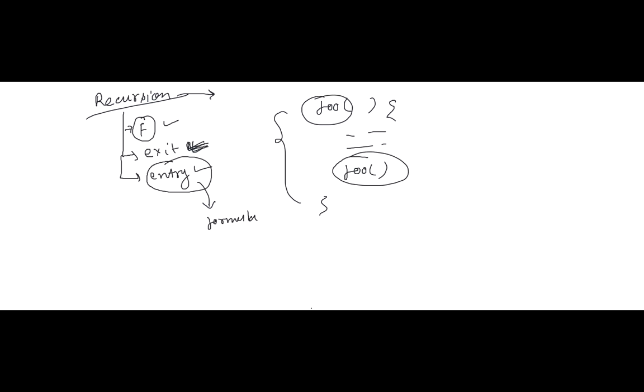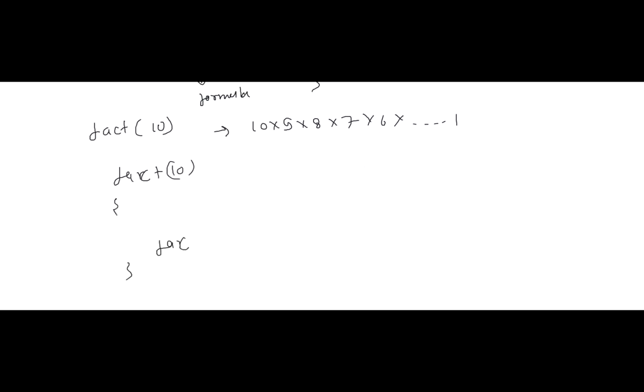For example, let me scroll down. If I want to calculate the factorial of, let's say, 10, we know that the factorial is like this: 10 into 9 into 8 into 7 into 6 into dot dot dot 1, right? So if we are talking about fact of 10, what we need to do is call fact of n, n minus 1 into n, right? This would be the formula. So we know about the formula. But if we are writing the code like this, then it will go into an infinite loop.